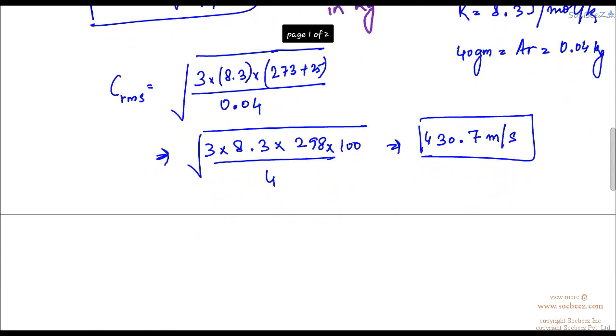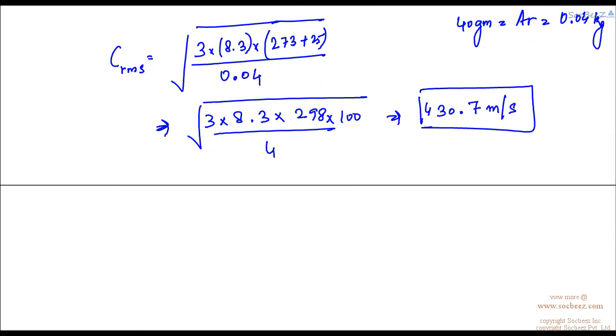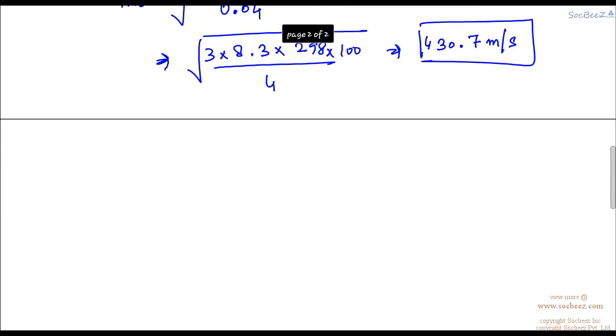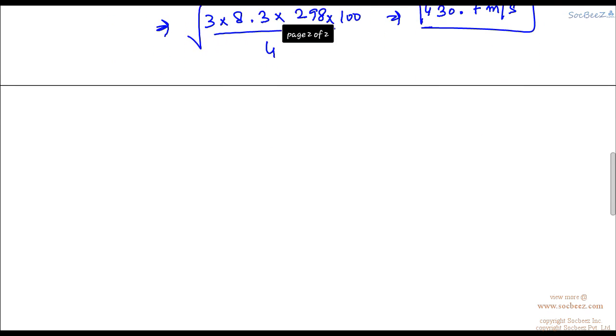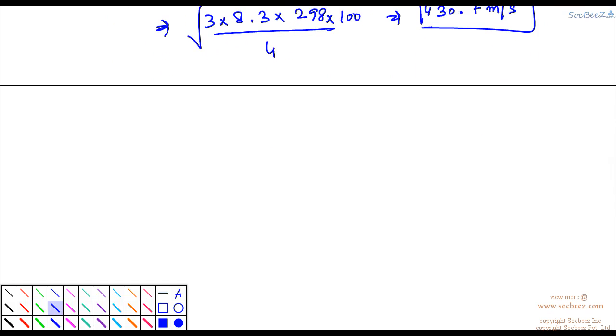Okay, so this is the root mean square velocity of the molecules. That is, it is roughly the speed at which the molecules are moving. It is a very high velocity, as you can see, 430 meters per second, and that is approximately equal to the speed of sound as well. That is around 340. So it is a bit greater than the speed of sound, because you can think that air is also a combination of various types of gases, and at room temperature the speed would be something around this only.